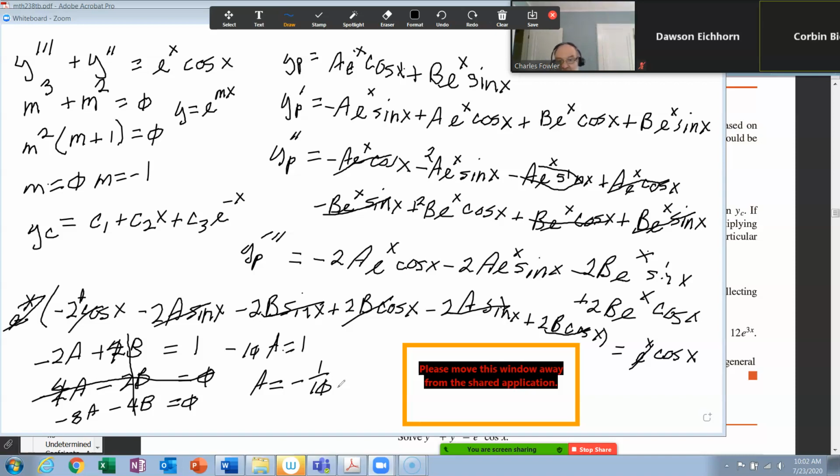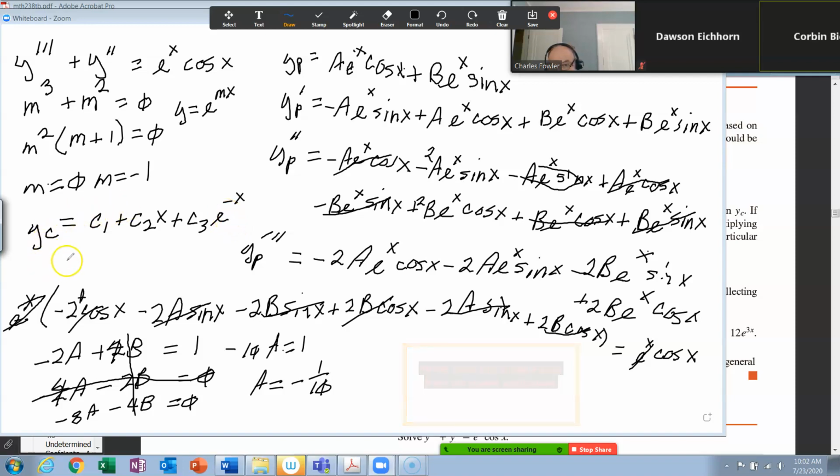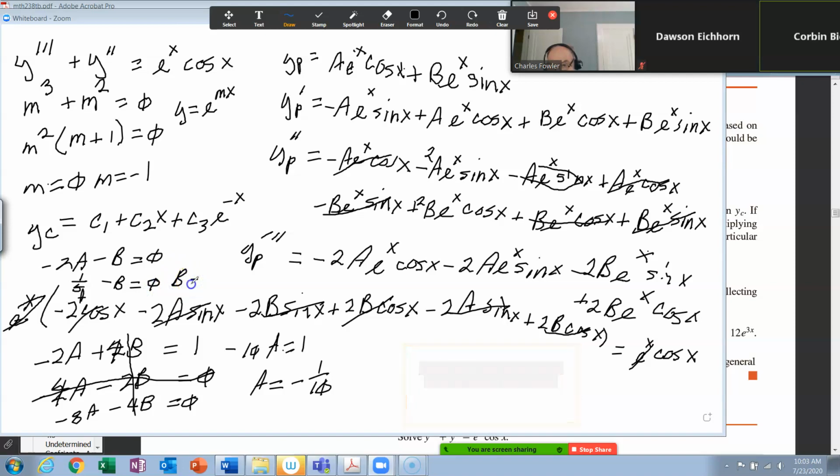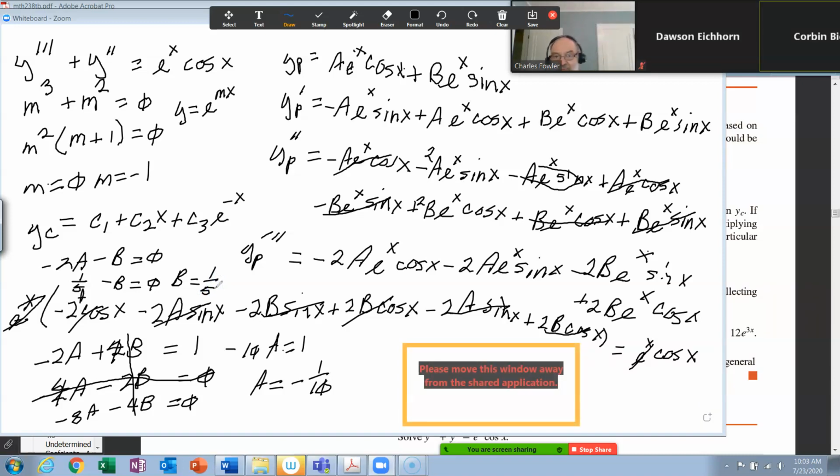Yep. Now, let's figure out what b is. Let's go back to this equation I wiped out here. Actually, what I want to do is divide everything by 2. That would give us, I'm going to write it up here because I can't erase anymore, minus 2a minus b is equal to 0. And a is minus 1/10, so that would be 1/5. 2/10 is 1/5, minus b is equal to 0, which would imply that b is equal to 1/5. Well, let's see if they got that right. Yes, they did. Good for them.